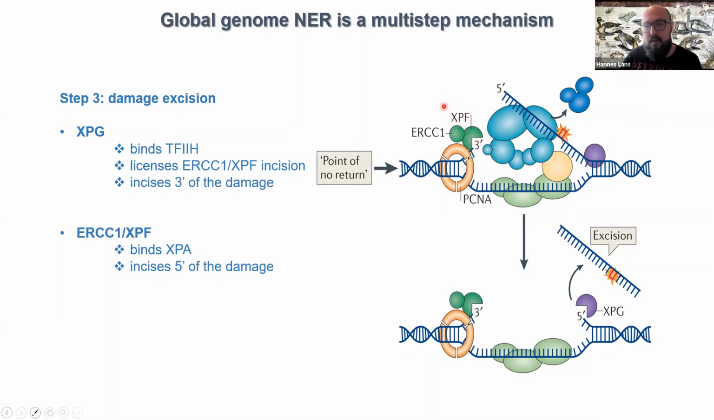So first the cut is made here at the 5' side of the damage. And after that, XPG cuts here at the 3' side. And this leads to the excision of a strand of 22 to 25 nucleotides containing the damage. And this is also the reason why this repair pathway is called nucleotide excision repair. Now this leaves a gap, which is basically a single strand break.